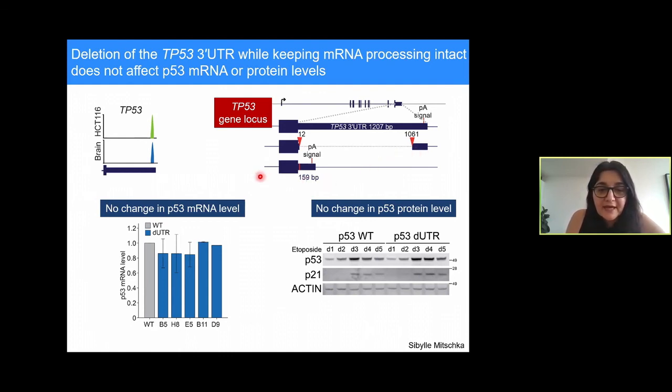We did this in a cell line, and my postdoc Sibylle Mitschka generated homozygous knockouts, UTR deletions. They are shown here in blue. When we compare mRNA levels of P53 in wild type and delta UTR cells, we see no difference. We then looked at protein levels, and we also see no difference between wild type and delta UTR cells. So this illustrates again that in many cases, 3' UTRs actually do not regulate mRNA or protein abundance. On the one hand, this was exciting because deletion of the UTR did not do what many people would expect. On the other hand, of course, this is a little bit scary because maybe the 3' UTR doesn't do anything. And so, we looked for a phenotype.